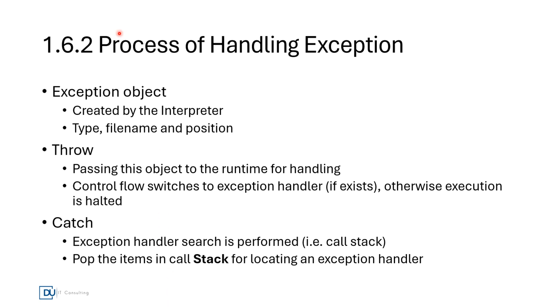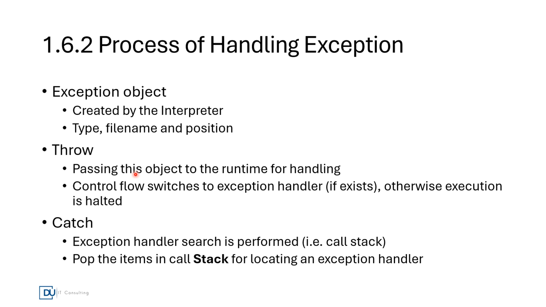The process of handling exceptions. There are three major concepts here. The first one is the exception object, then throwing and catching. An exception object is created whenever there is an error, either by the interpreter, or the programmer can raise it in the code. Typically the object will have details like what type of exception it is, which file it occurred in, and which position it occurred at, and then it throws. While throwing, we pass this exception object to the Python interpreter for handling of that exception. And in the throw, it also looks for any exception handler available.